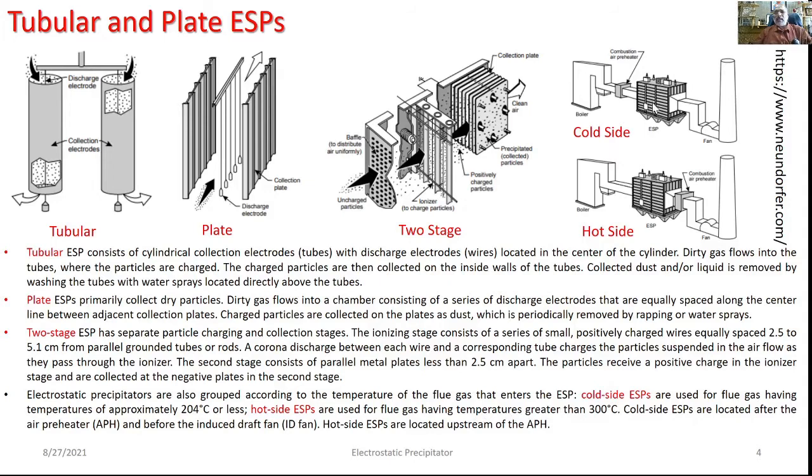These cold side ESPs are located after the air preheater, whereas the hot side is a configuration in which the ESP is fitted previous to this APH.